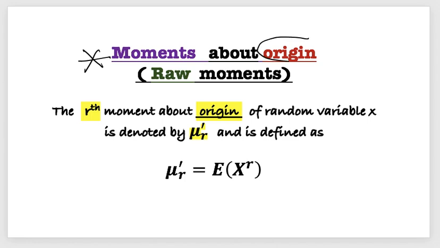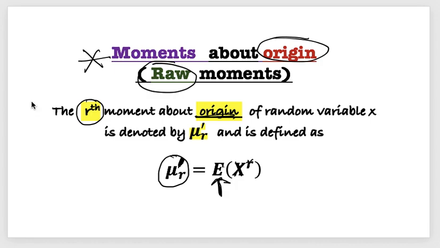Now, the moment about origin is also known as a raw moment. First of all, let us see how we can denote the rth moment about the origin. We denote it by mu r dash. The dash is an important point we use for the raw moment. We define it in terms of expectation of x to the power r, so we apply expectation to x to the power r.